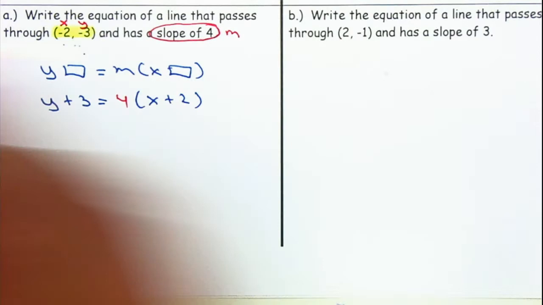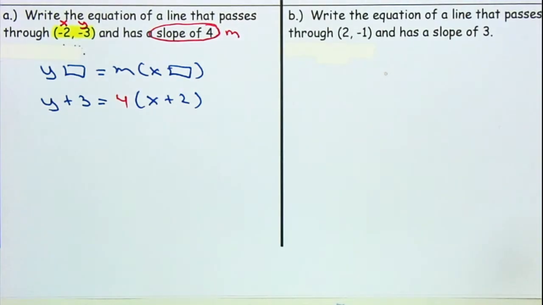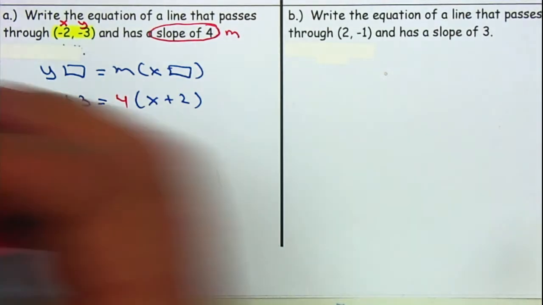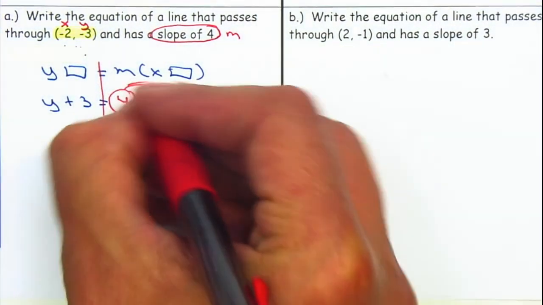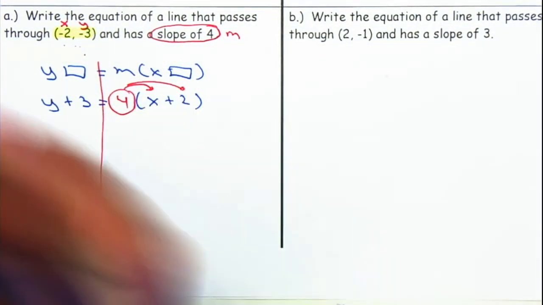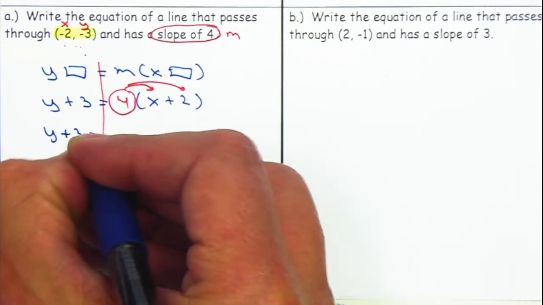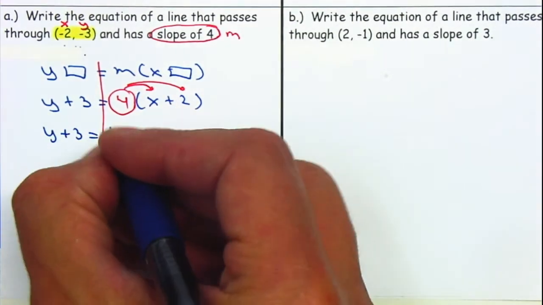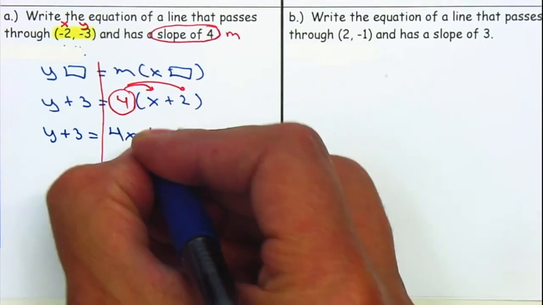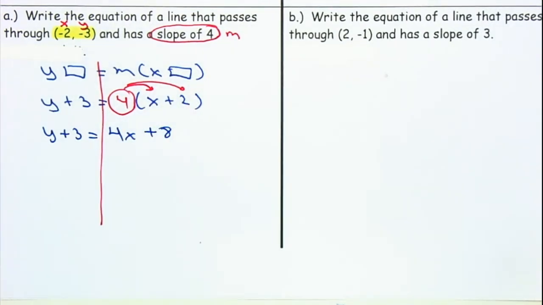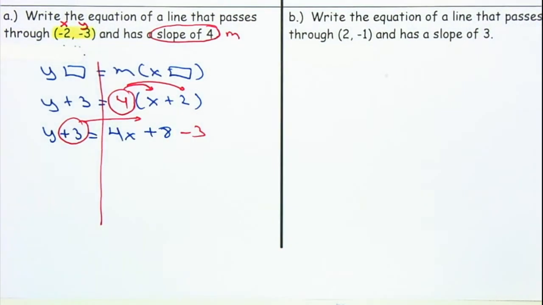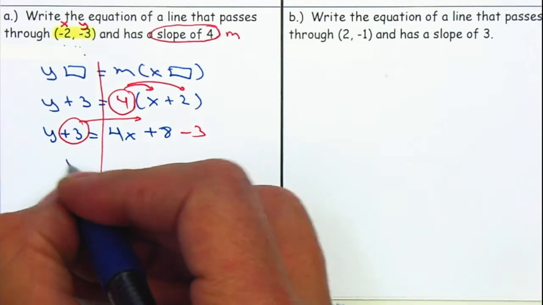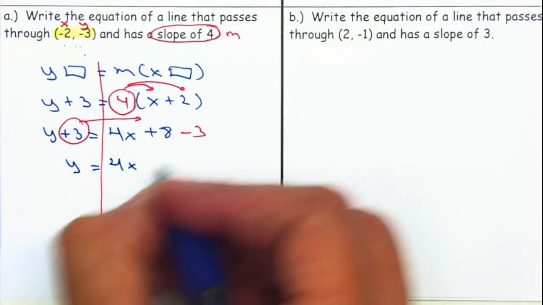Once we substitute it, we need to solve for y so we can place it in slope-intercept form. We're going to use our distributive property to simplify. So it gives me y plus 3 is equal to 4 times x will give me 4x. 4 times 2 will give me positive 8. I need to leave the y by itself. Therefore, I'm going to move my 3 to the right. It's going to become a negative 3. y is equal to 4x and then plus 5.